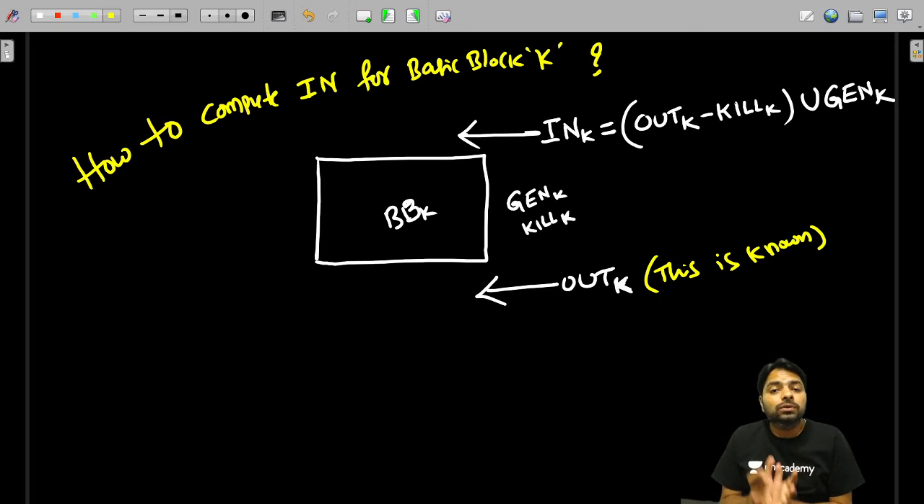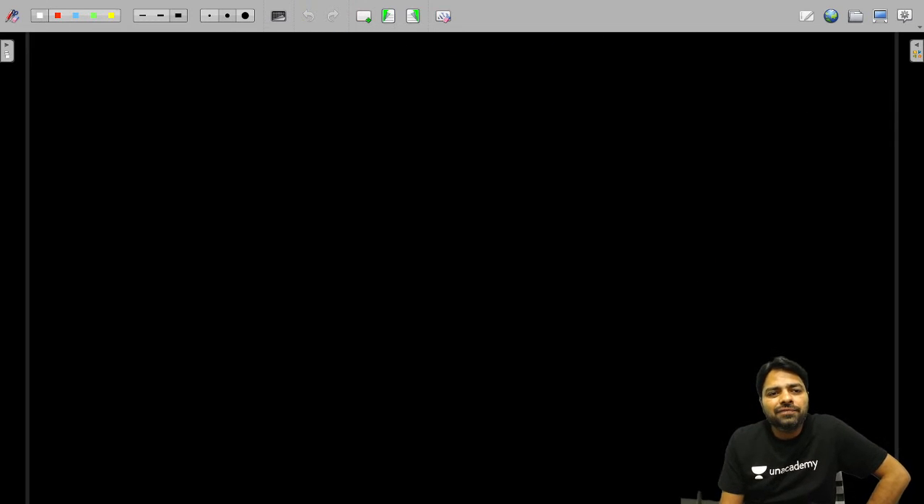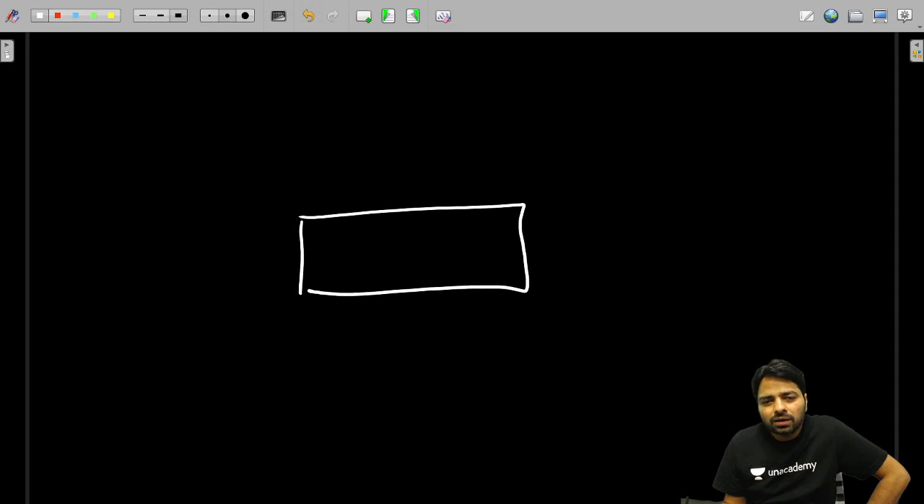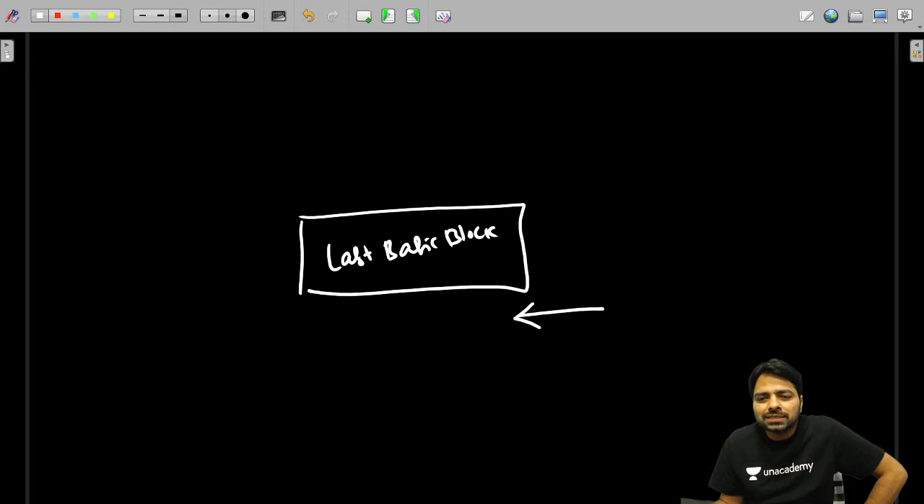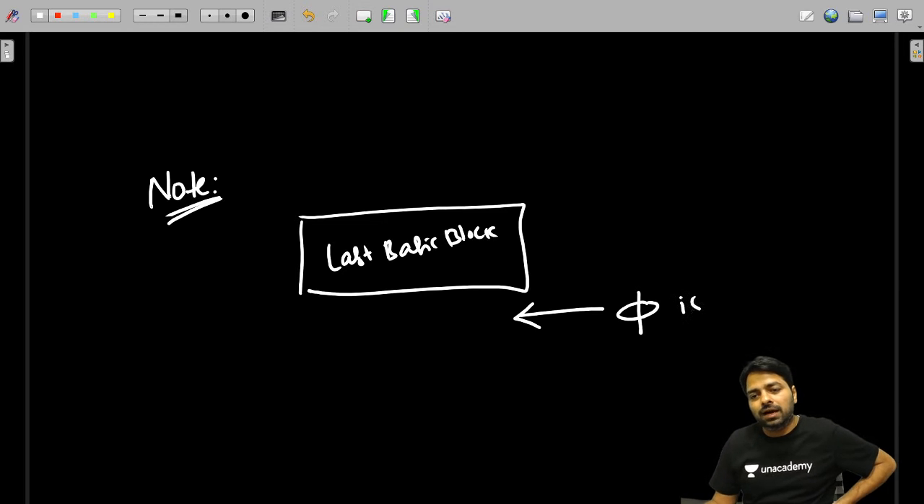Now how to compute the outset? We will see how to compute the outset. And guys, if it is the last basic block, assume this is the last one, we will always assume the outset is phi. The outset is phi, right? This is the basic note. If it is the last basic block and we don't have anything in it, then the outset is phi.